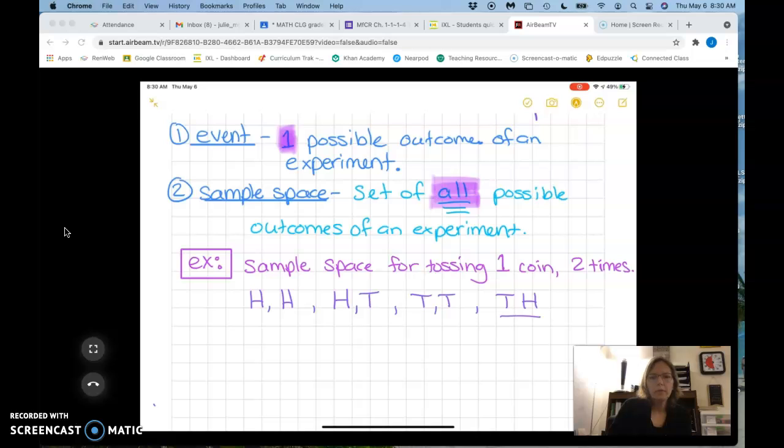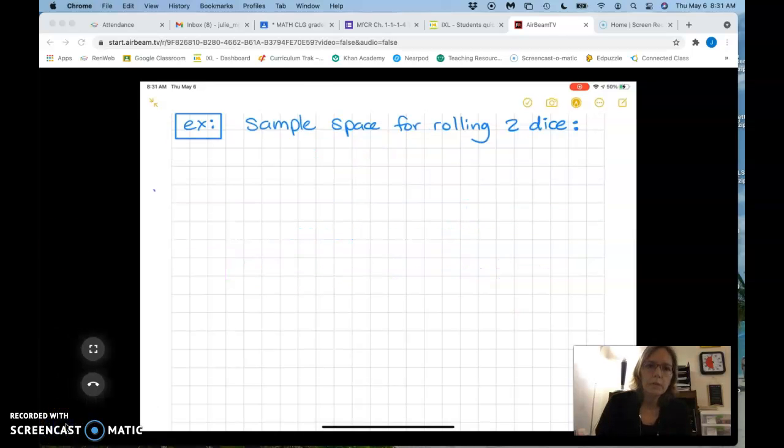So an example of sample space for tossing one coin 2 times, we could get a heads and a heads, and a tails and a tails, or a tails and a heads. Okay, so our next example is a sample space for rolling 2 dice. And so we're going to talk about our possible outcomes first, and we're going to kind of draw a visual picture of it, and then we're going to write the sample space after.